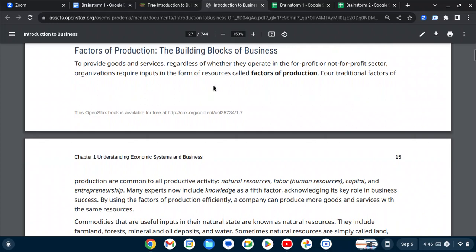Factors of production: the building blocks of business. To provide goods and services, regardless of whether they operate in the for-profit or not-for-profit sector, organizations require inputs in the form of resources called factors of production. Four traditional factors of production are common to all productive activity: natural resources, labor, capital, and entrepreneurship.